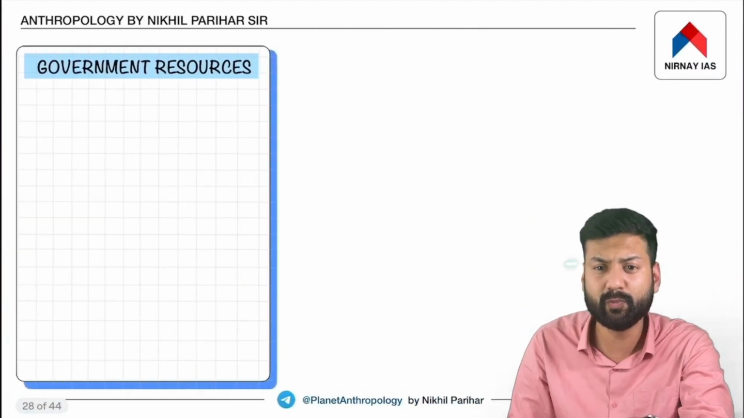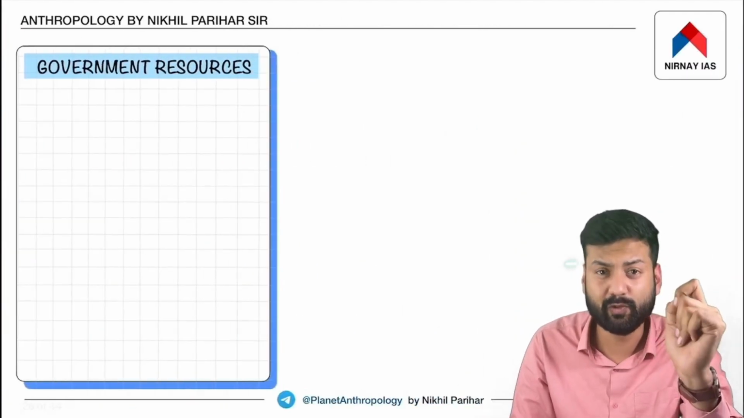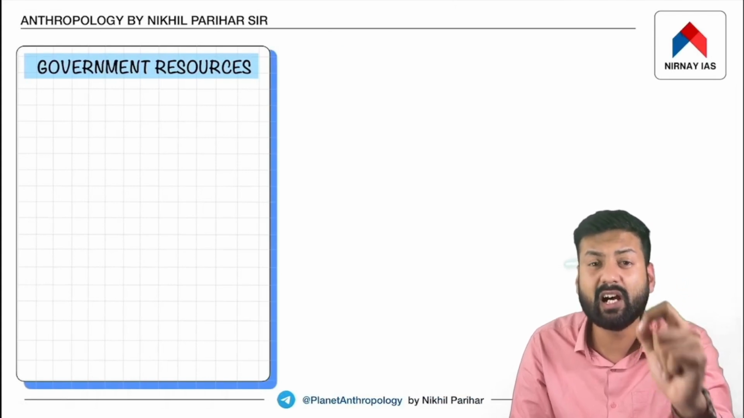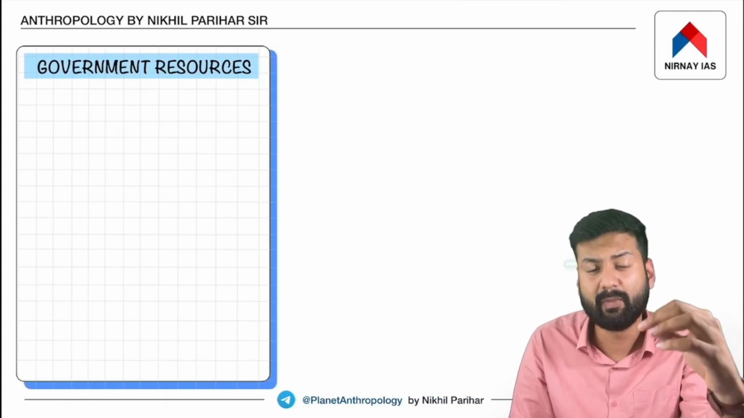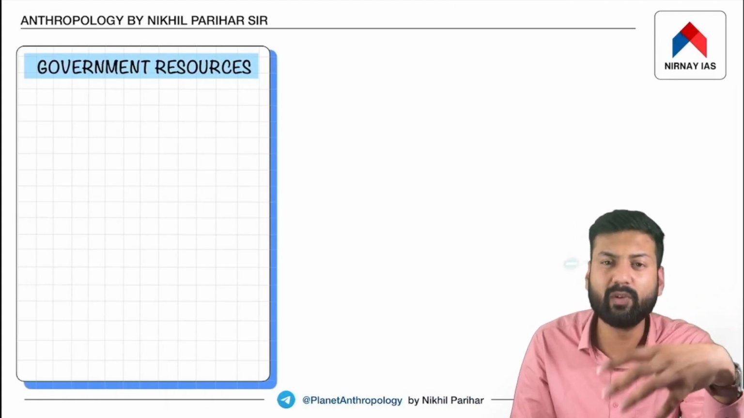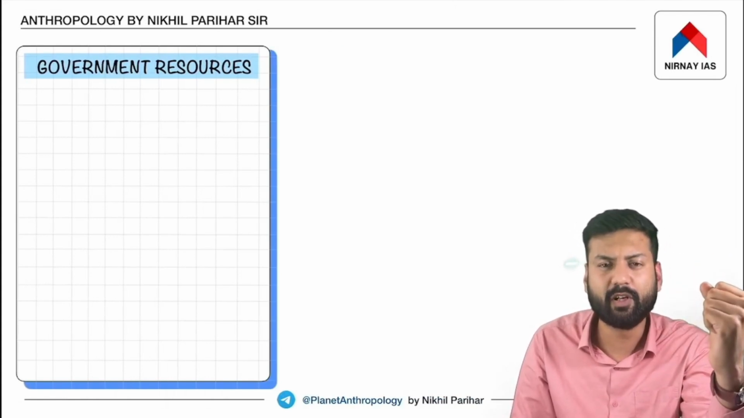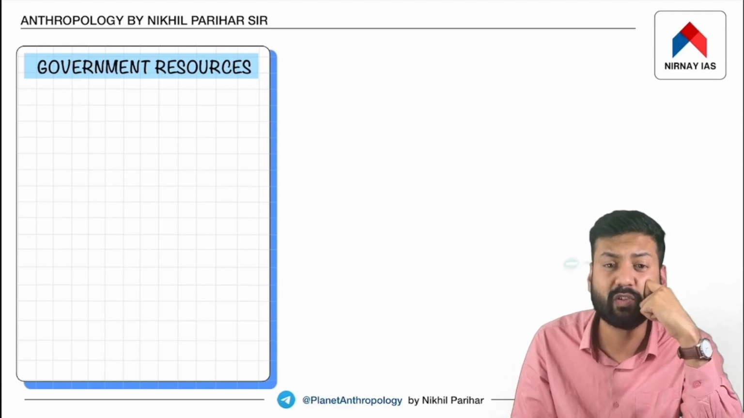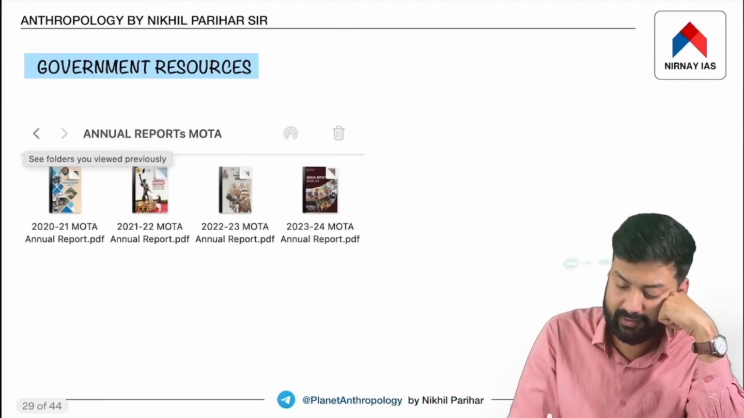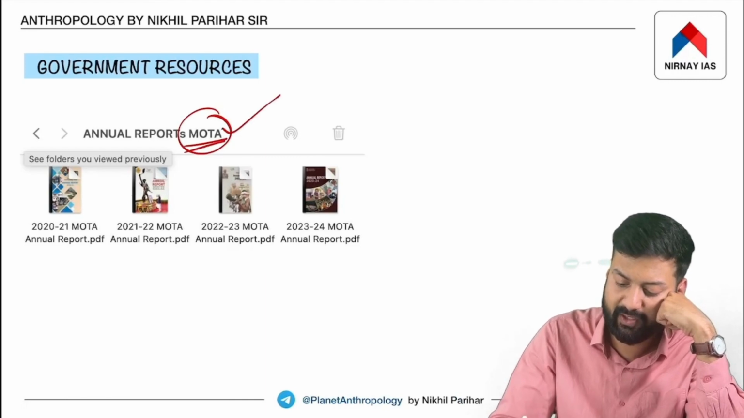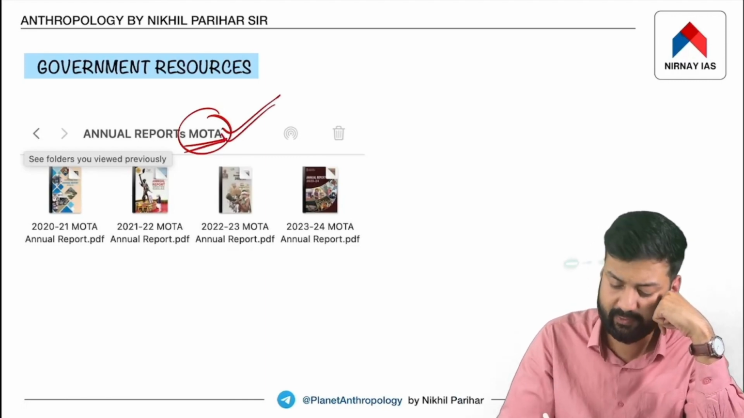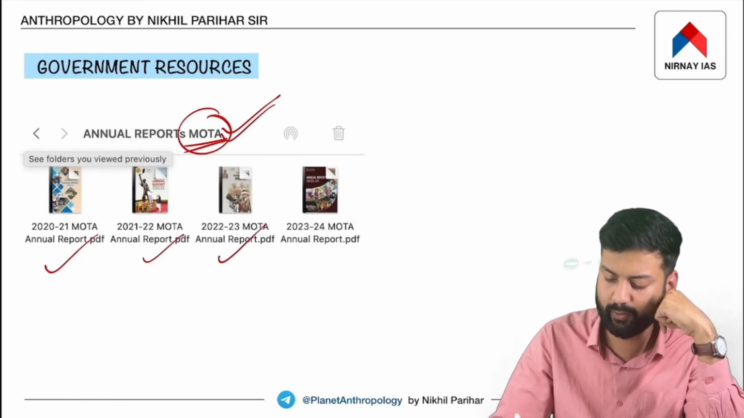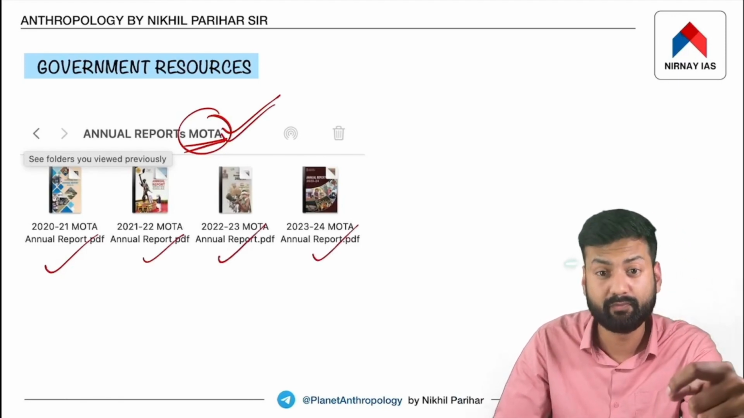So moving away from toppers' notes for a while, there are some government resources: authentic new data, initiatives, programs, and statistics that are given to you by the government annually, biannually, or at certain intervals, right? What are these government resources? The first one is the annual report uploaded by the Ministry of Tribal Affairs. Ministry of Tribal Affairs annual reports. This is 2021-22, 2022-23, and 2023-24, right?